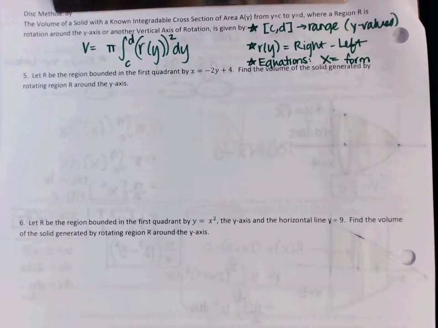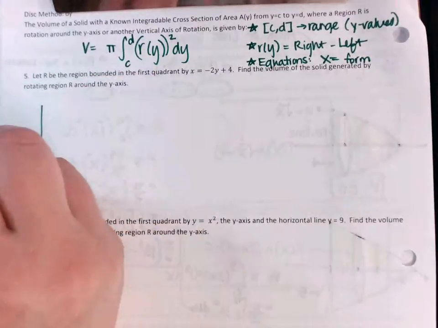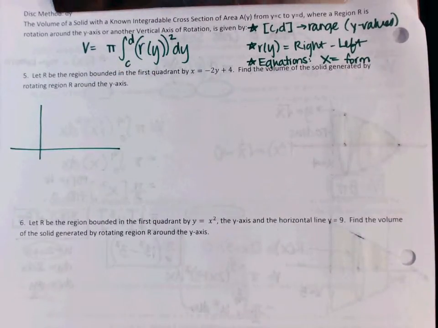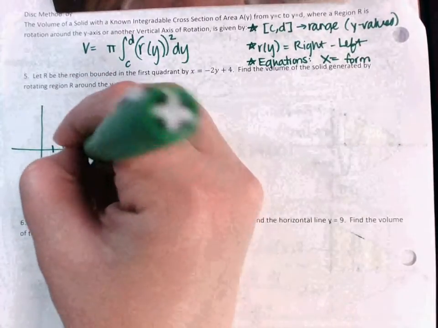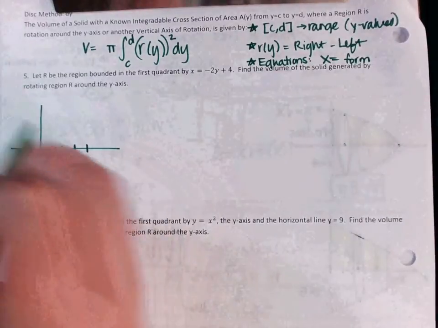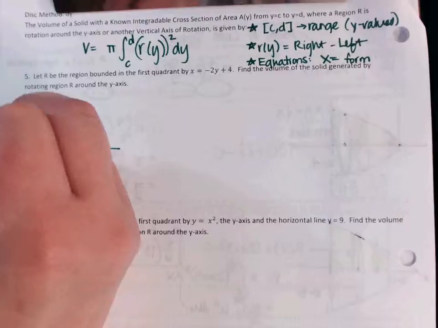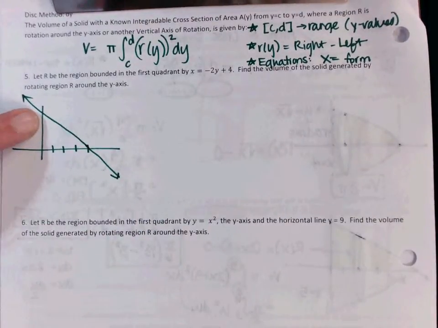So let's run through number 5. Okay, x equals negative 2y plus 4. We're going to start at 4. And then negative 2y, we need to know where to draw it. So we know it's going to go like this. The problem is that we don't know where it hits this axis. How do you find the axis? What do you do with the equation? Set it equal to 0.